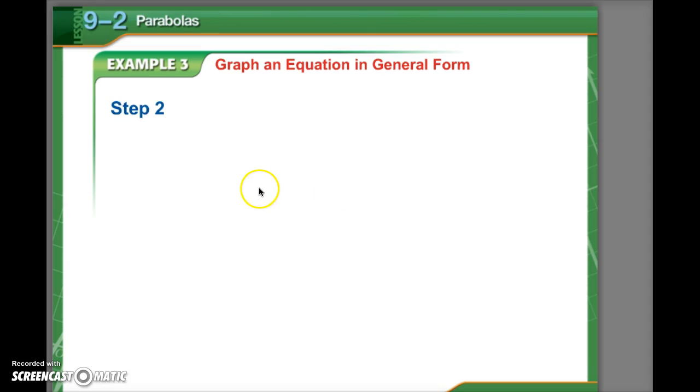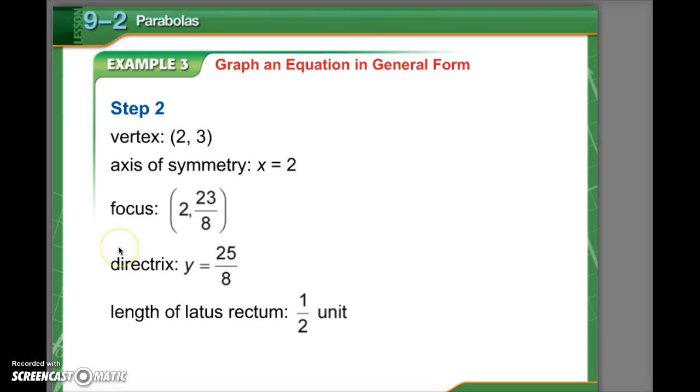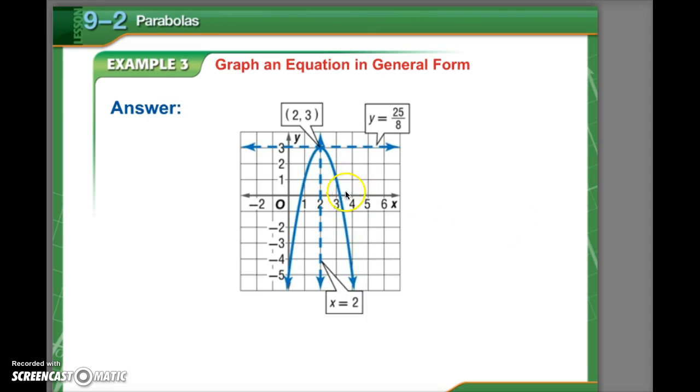We are going to look at the vertex, which is (2, 3) now, the axis of symmetry, which would be x = 2, the focus and the directrix, we're just using the formulas for those, and then the length of the latus rectum, using the formula for that. And we know that this opens down because the a value was negative 2 from the previous slide. So when you graph it all together, this is what it should look like.